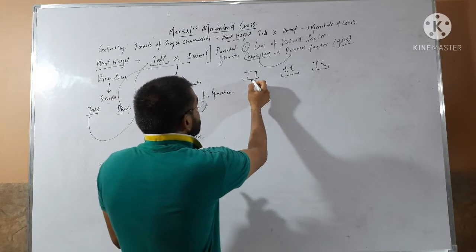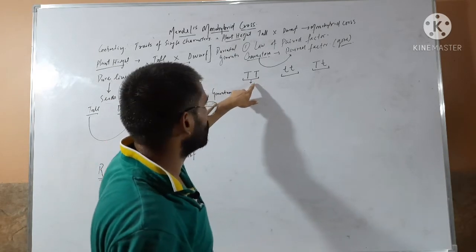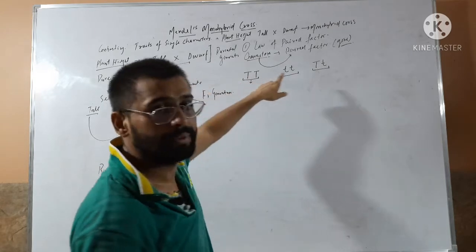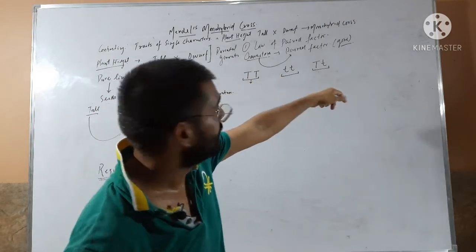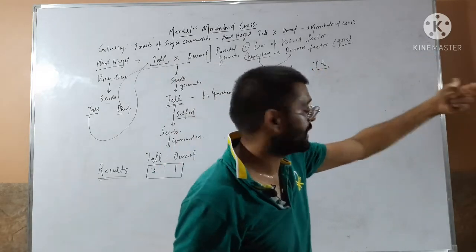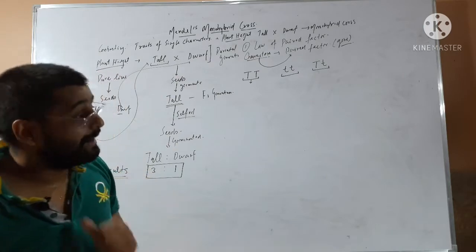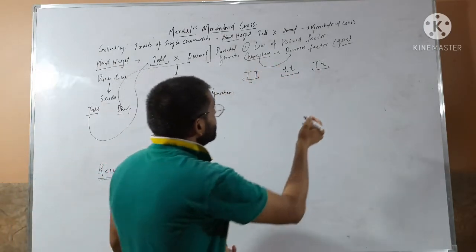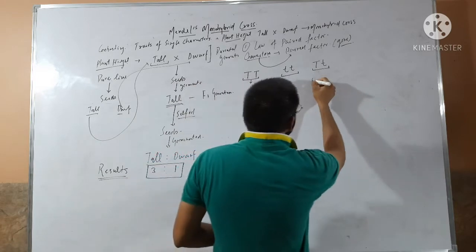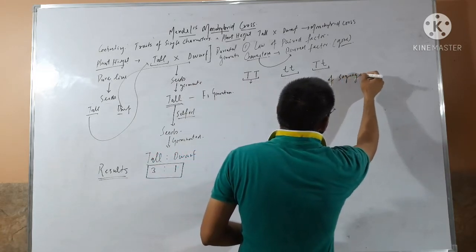So here, factor may be like this, pure tall. In case of pure tall, it will be capital T, capital T. In case of pure dwarf, it will be small t, small t. In case of hybrid or heterozygous, it can be capital T and small t. This first law is law of paired factor, and the second law is law of segregation.